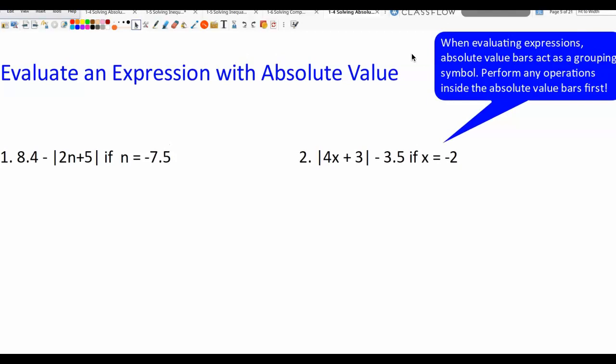Okay, we can evaluate absolute value expressions by treating them like grouping symbols. So over the weekend, all the numbers were plugged in for you. Now what we want to do is take the value we are given, like negative 7.5, and replace it for the variable in our problem. So we're going to replace all n's with negative 7.5.